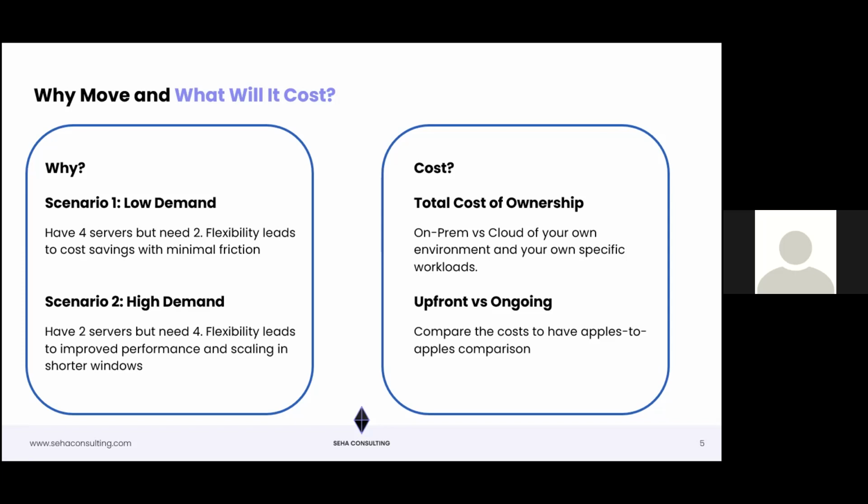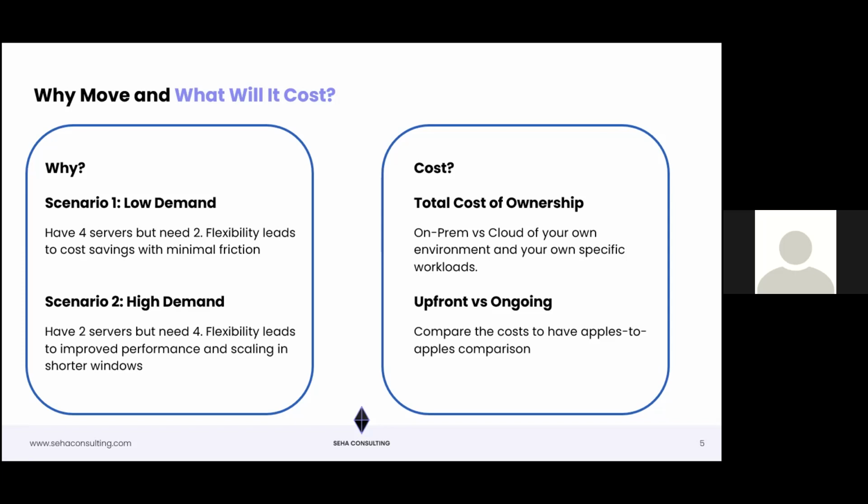So for that purpose, you have to do a total cost of ownership. So yes, you've got the flexibility, the low demand and the high demand, but for your own workloads, you have to do a comparison from an on-prem solution that you're running right now and what that might look like in the cloud. So you have to look at your own specific workloads and see what type of specs you're running and what a comparable system or solution in the cloud is going to look like.